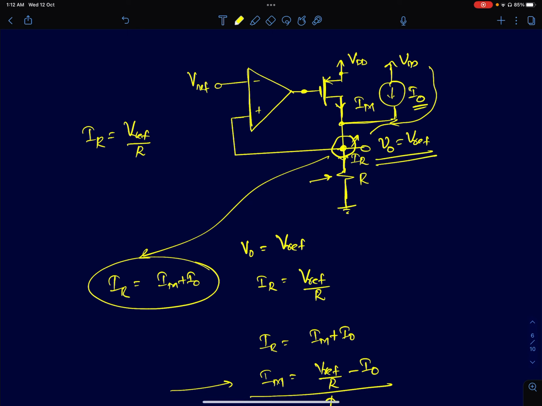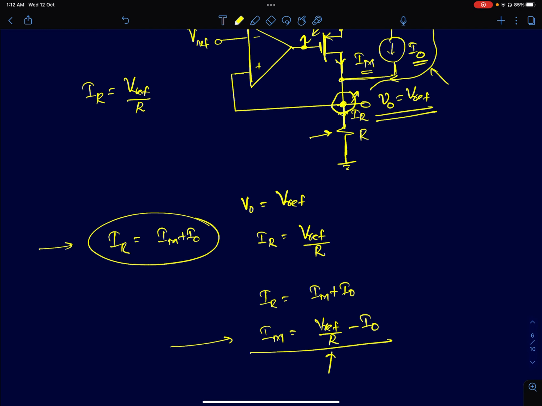Eventually this condition has to be satisfied: V0 should be equal to Vref, and Kirchhoff's current law also holds true, which means IR should be equal to IM plus I0. IM was initially Vref by R fully. The moment you connect I0, the value of IM decreases, which means the mod of VGS has decreased for this MOSFET. So the gate voltage of this MOSFET will slightly increase so that the source-to-gate voltage will decrease and IM will decrease. That's taken care of by negative feedback. But the current through the MOSFET is now decreased by I0 units. I0 is a constant DC current, and your current through the MOSFET is decreased by that amount.